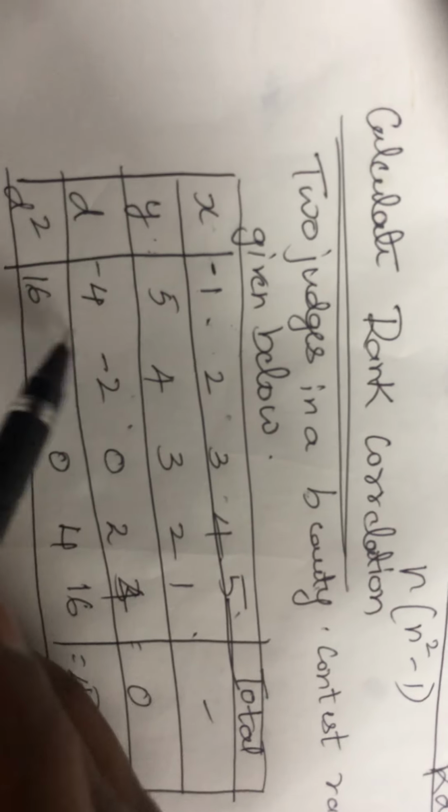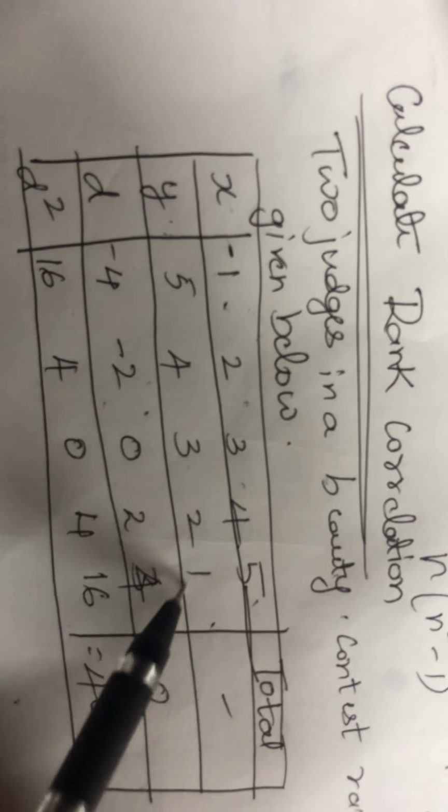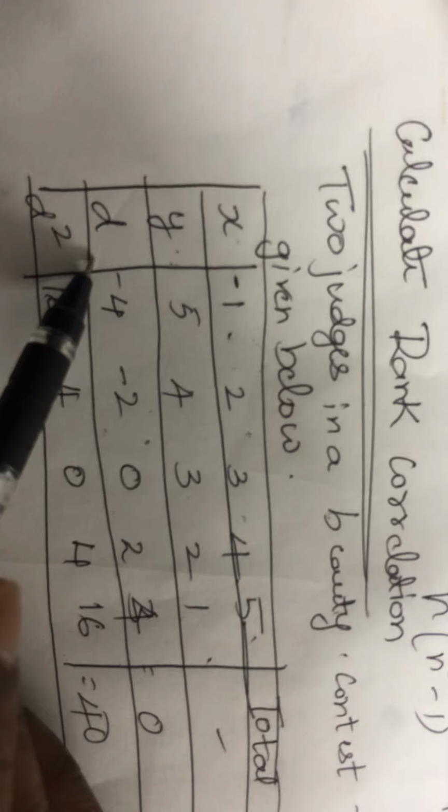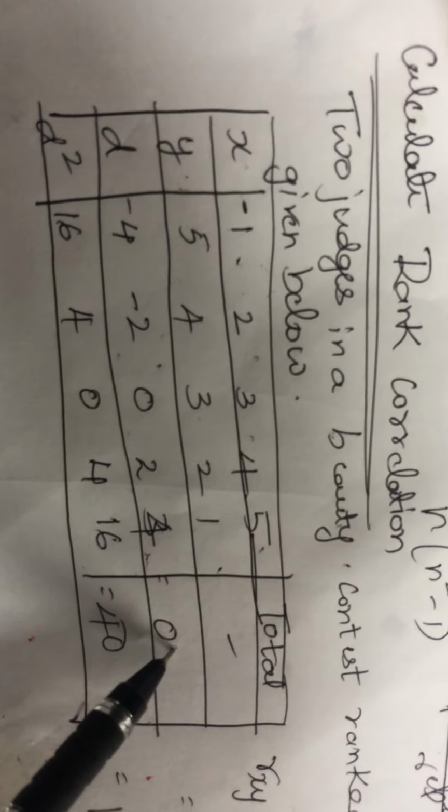1 minus 5 is minus 4. 2 minus 4 is minus 2. 3 minus 3 is 0. 4 minus 2 is 2. 5 minus 1 is 4. Now D we have done. Now when I add all these, the total is equal to 0.